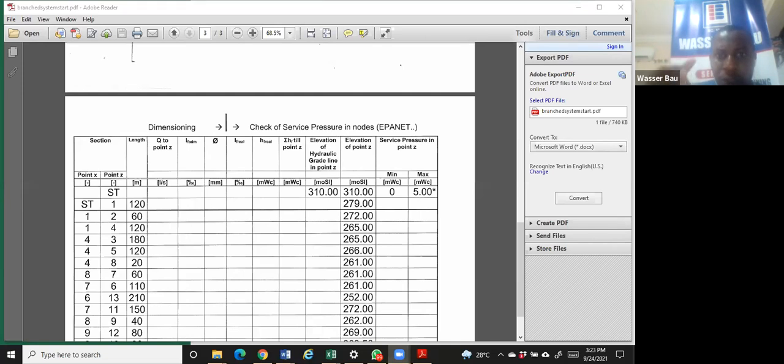Yeah, Engineer John, there's a question on your table. Somebody says, how can we be put through on how your table was generated?